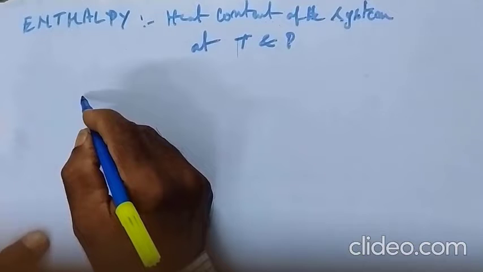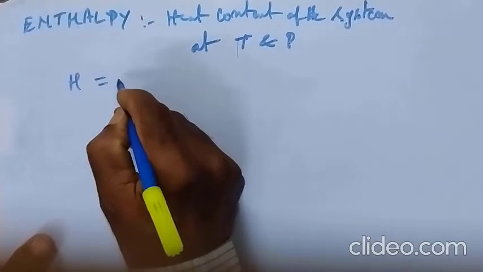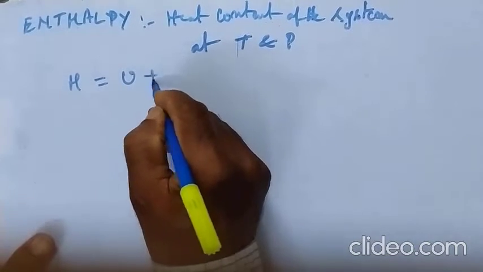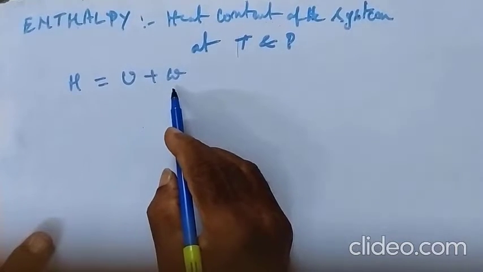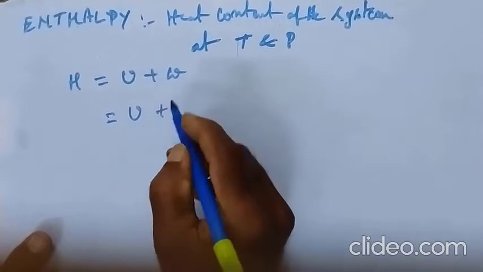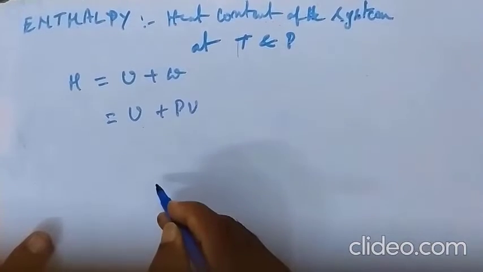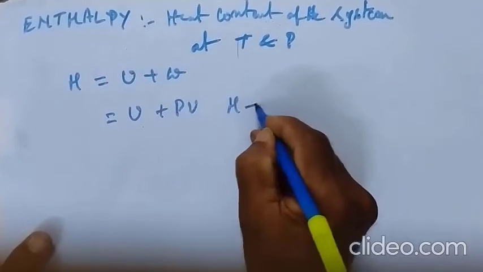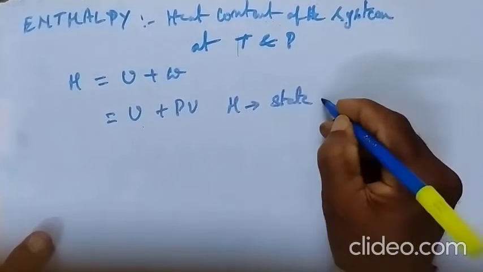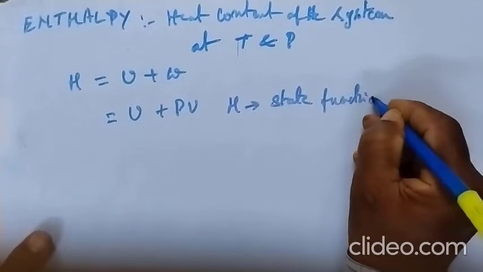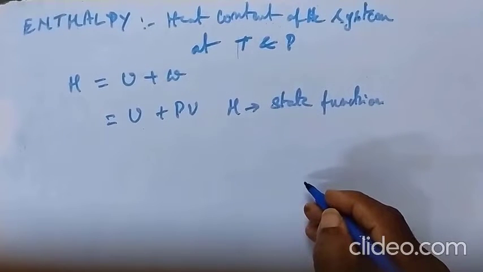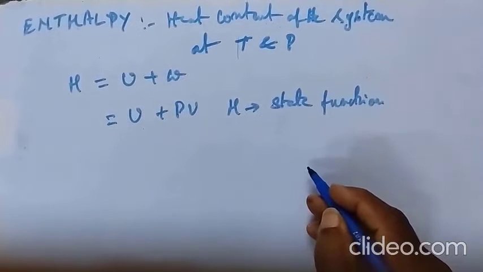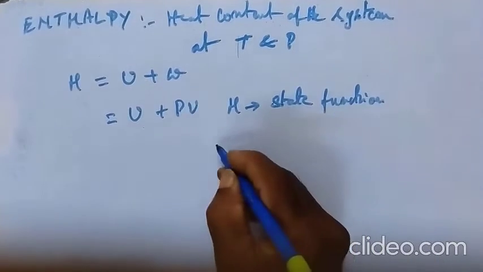So mathematically, enthalpy can be expressed as H equals U plus W. U means internal energy, W is the work done. So this is nothing but U plus PV work. Enthalpy is a state function, which means it does not depend on the path of the system. It depends on the initial state and final state.